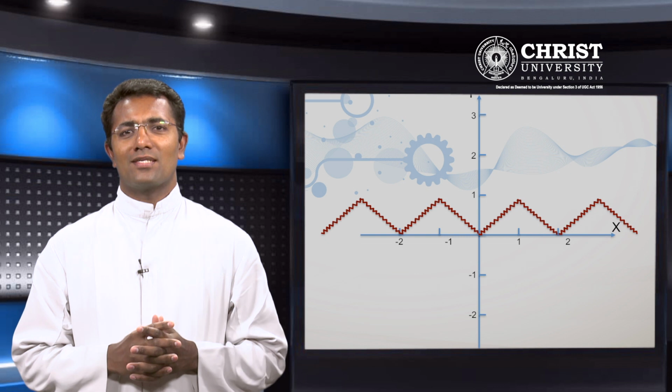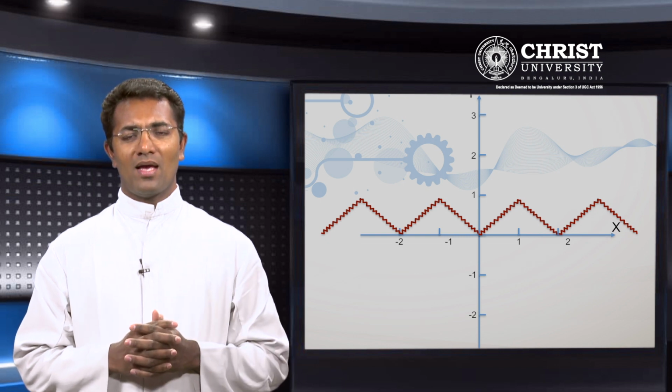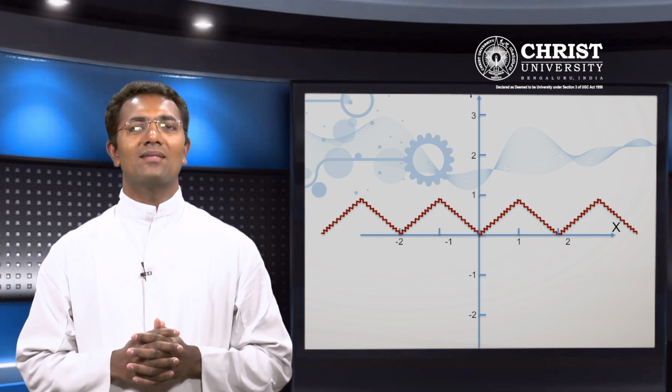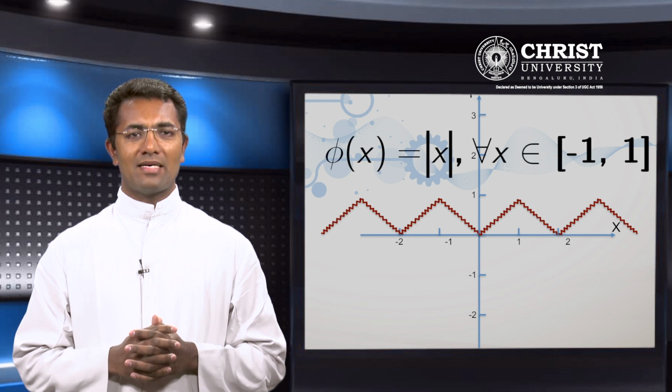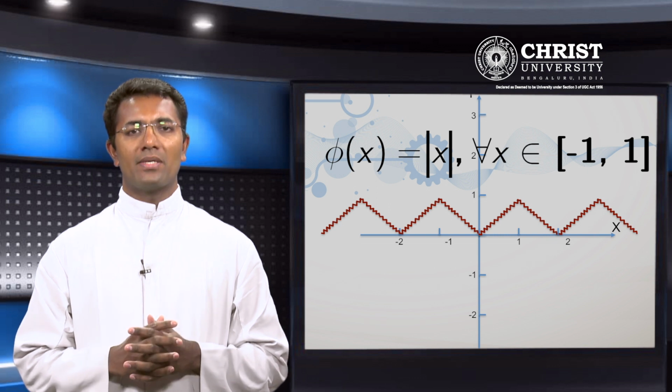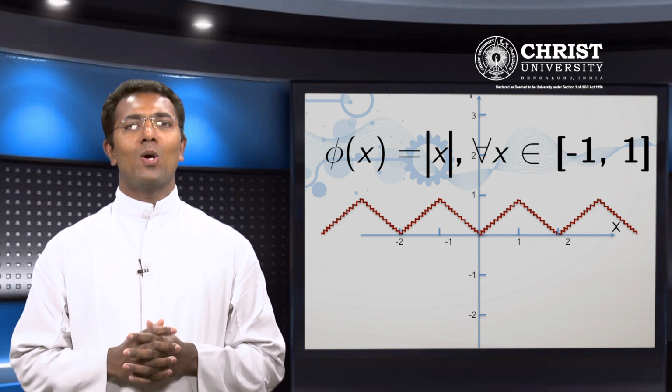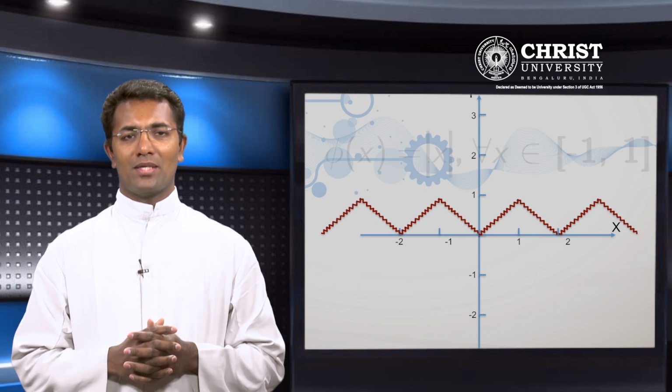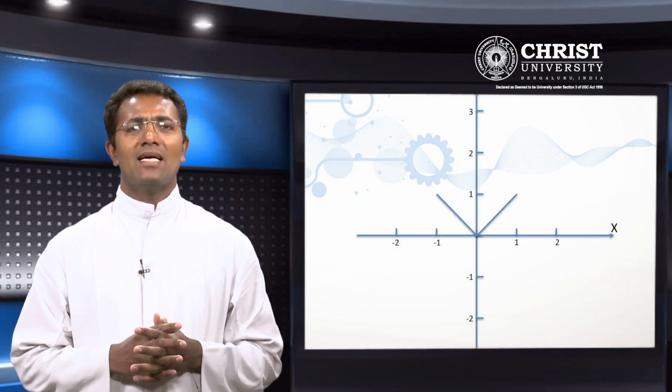We construct the function in the first 2 stages, and in the next 2 stages, we see that it satisfies our requirements. In stage 1, we define a function phi on the interval minus 1 to 1. Let phi of x be equal to mod of x for all x in the interval minus 1 to 1. It is our standard V-shaped absolute value function.